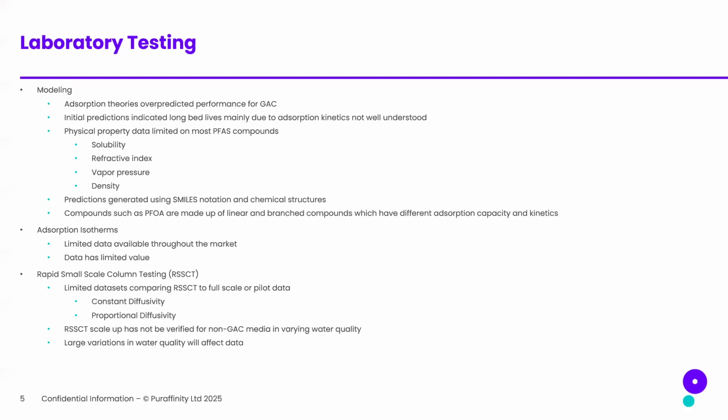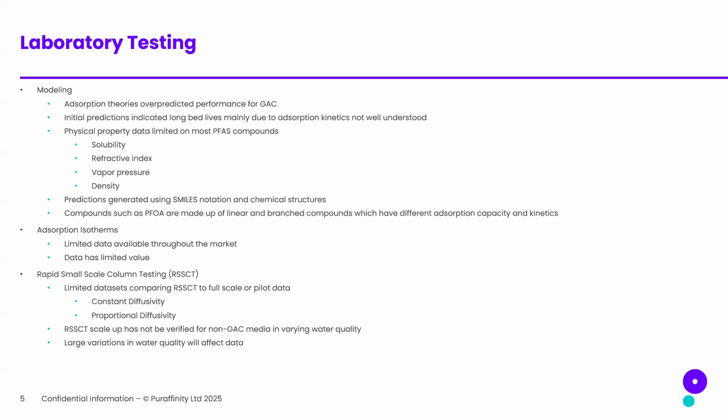So laboratory testing. This goes back several years, actually, before my Puraffinity days. Several years back, the only thing anybody ever heard about was PFOA and PFOS. PFOA was obviously for the Teflon making process. PFOS was for the Scotchgard type materials. Initial theories really over-predicted the performance of activated carbon in particular. What we didn't understand at the time was the adsorption kinetics. They just were not well understood.